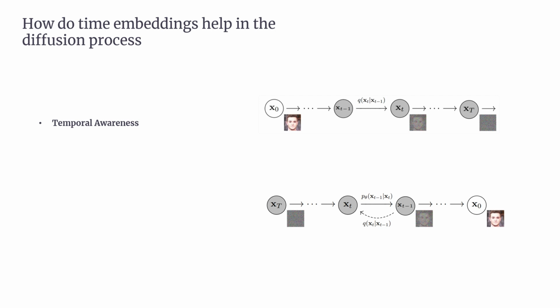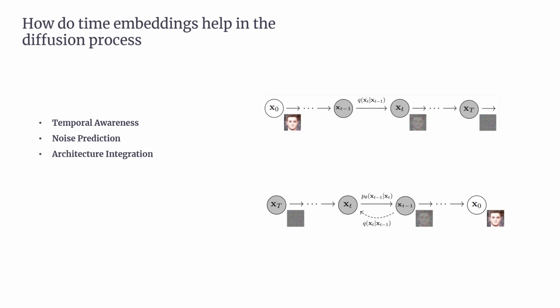Now, let's talk about time embeddings and their role in diffusion models, particularly in how they help the model understand and manage the denoising process across different stages. First, temporal awareness. Time embeddings give the model temporal awareness, which means the model can recognize the different stages of the diffusion process. This is important because, 1. The model can adjust its behavior based on how much noise is present at each time step in the process. 2. It helps the model decide whether to add more noise or remove noise, depending on where it is in the sequence of steps.